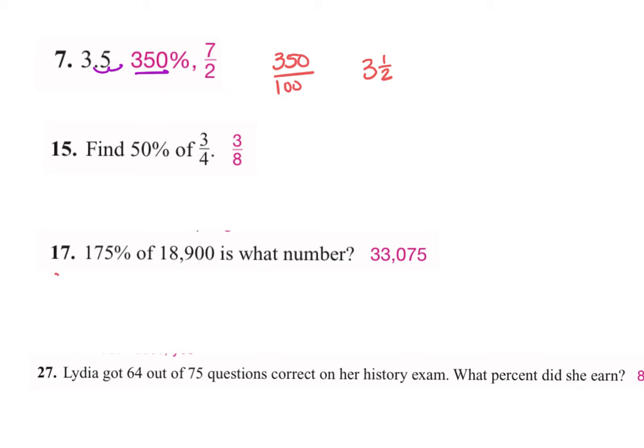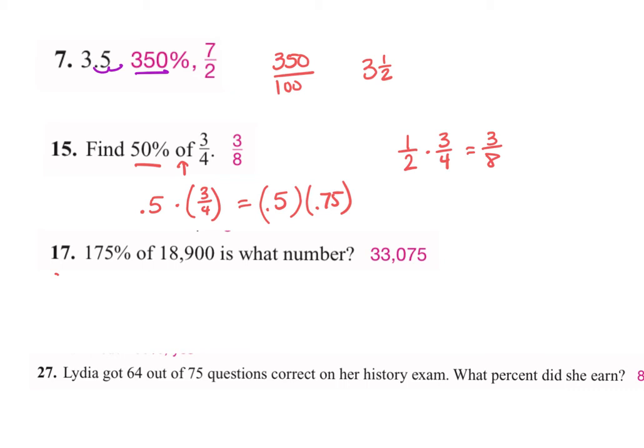The next one is find 50% of 3/4. What does "of" always mean in these things? Multiplication. So if you did it with a decimal, then you would have said 0.5 times 3/4, which is 0.75. And then if you did it as a fraction, you could have just said 1/2 times 3/4. All right. So if you do it this way, that's where they're going to get the 3/8. If you do it the other way, you're going to get 0.375.